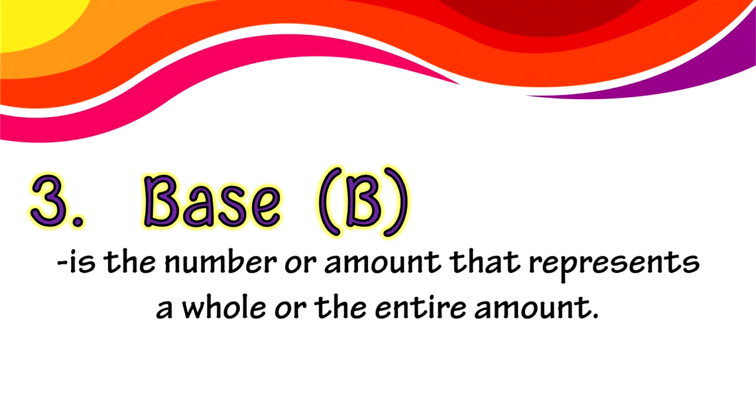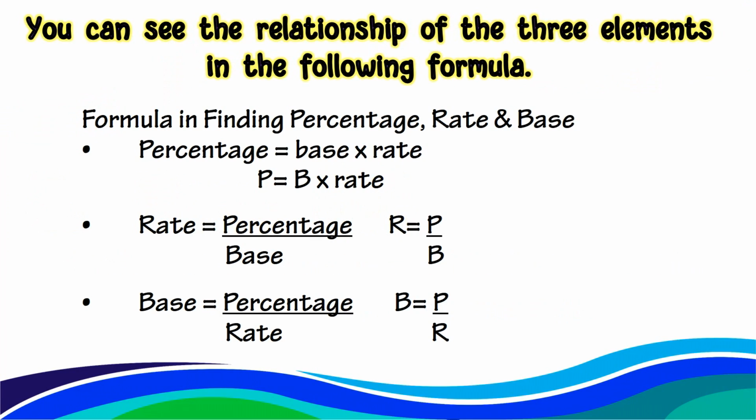As you can see, the relationship of these three elements can be shown in the following formulas for finding percentage, rate, and base. In finding percentage, you will just multiply base and rate, while in finding rate, you will divide percentage by base. If you want to find base, you will just divide percentage by rate.